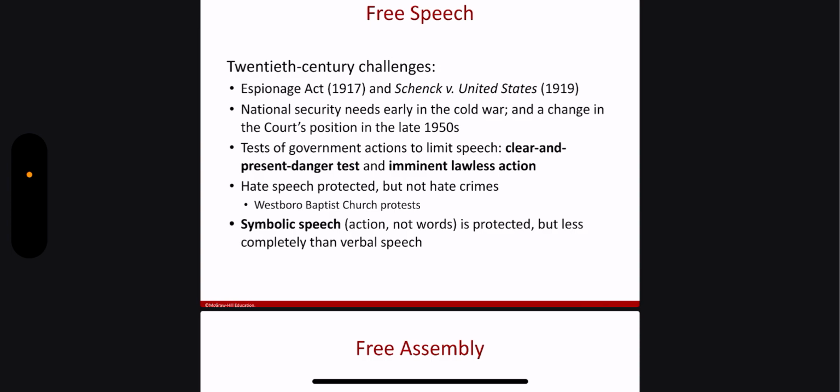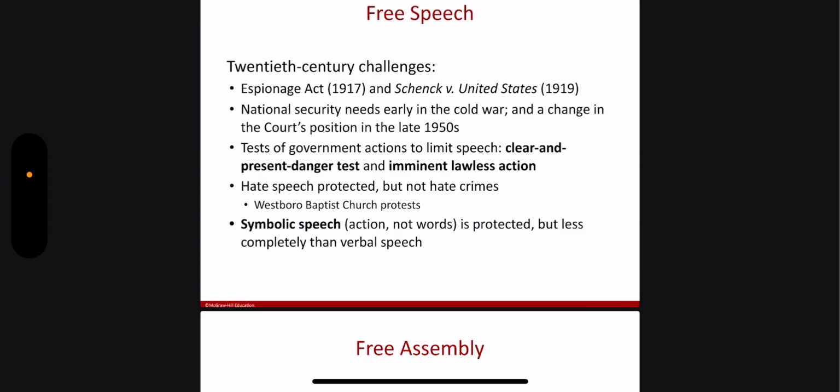But essentially, members of this Westboro Baptist Church wanted to and did protest the funeral of military soldiers who were killed in Iraq and Afghanistan, and it got pretty ugly. And so hate speech is protected. However, if that hate speech kind of starts lending itself to hate crimes, that is absolutely not protected.